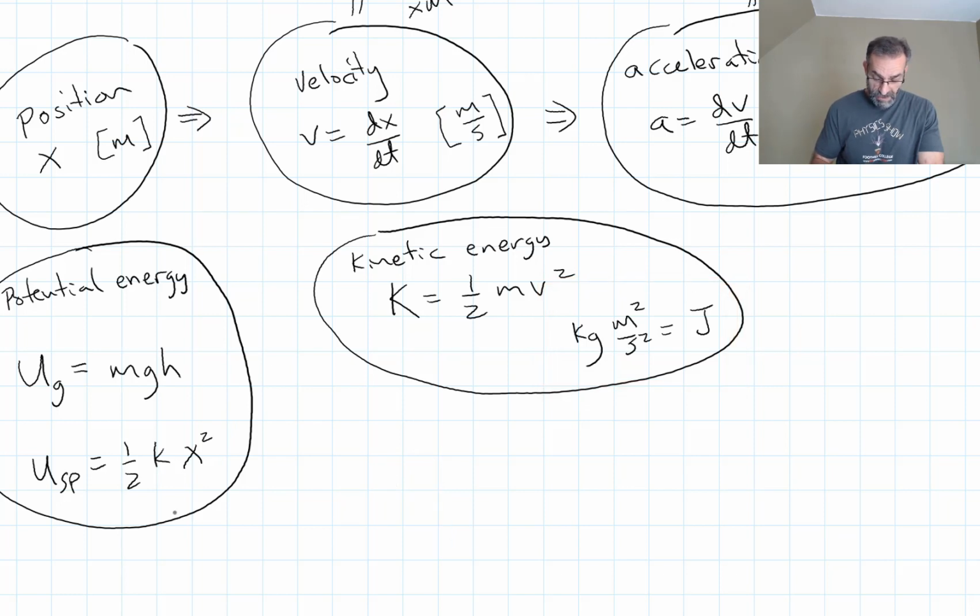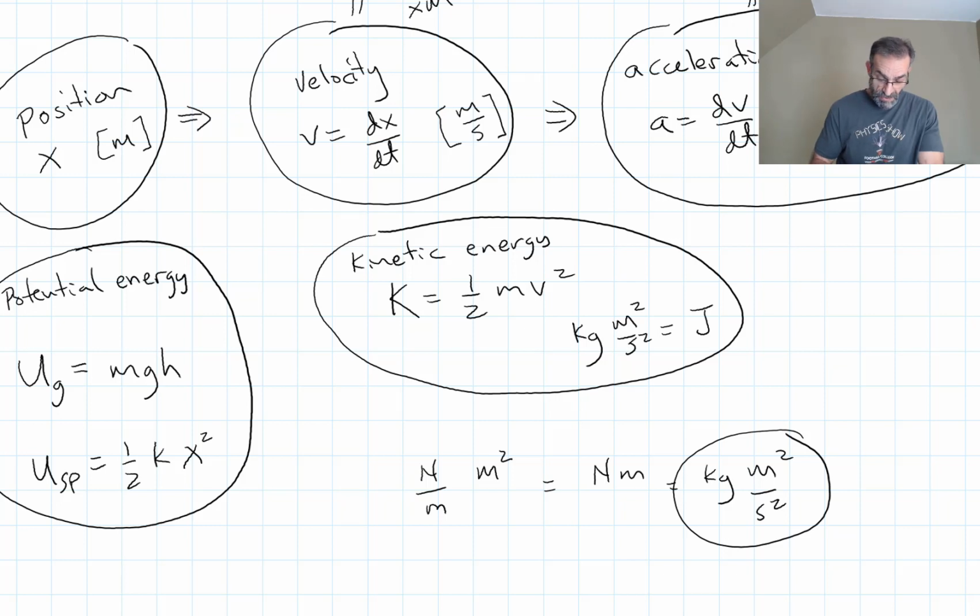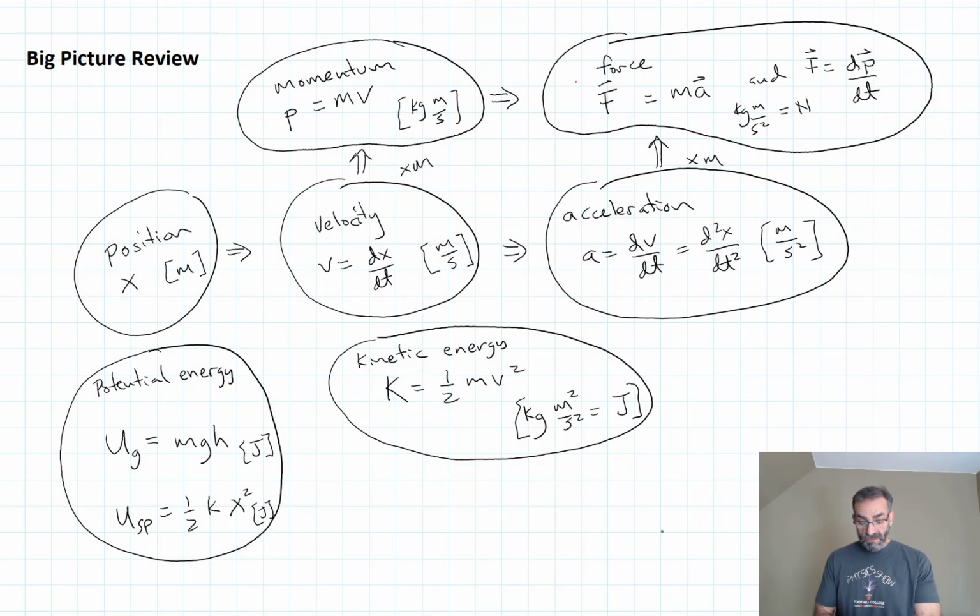And we can check our units for spring potential energy. K is units of newtons per meter. X is units of meters. So we end up here with a Newton meter. And a Newton is a kilogram meter per second squared, times a meter gives us a joule. So we've got units of joules here, units of joules here, and units of joules for kinetic energy.